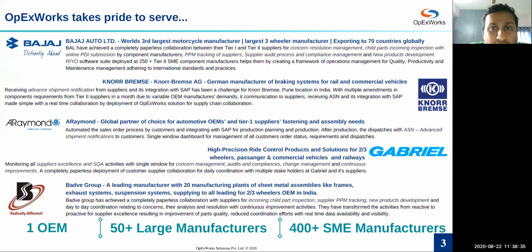We provide them software related to concern resolution between Bajaj as an OEM, their large suppliers, whom we call tier one, and their suppliers' suppliers as tier two. We provide them with concern resolution management, child part inspection system with online PDI submission, PPM tracking for suppliers, audit and compliance management process, and new product development. We have deployed our system across 250 plus tier 2 SME component manufacturers for Bajaj. With that system, they are able to manage and improve the quality, productivity, and maintenance within the plant.